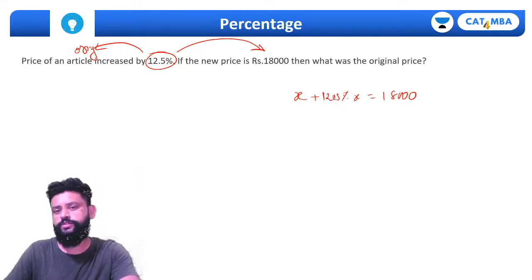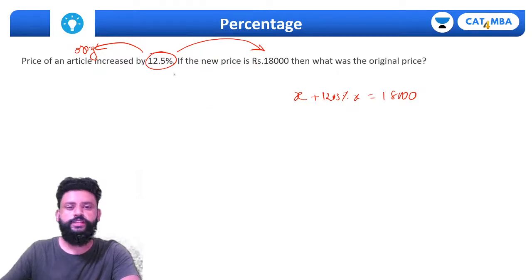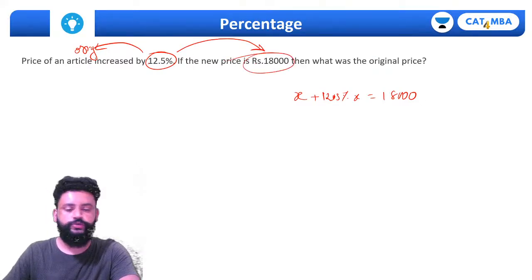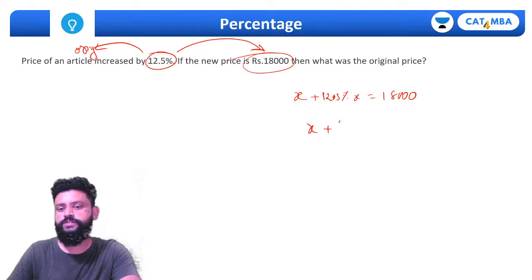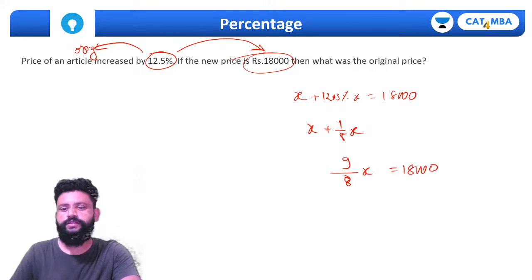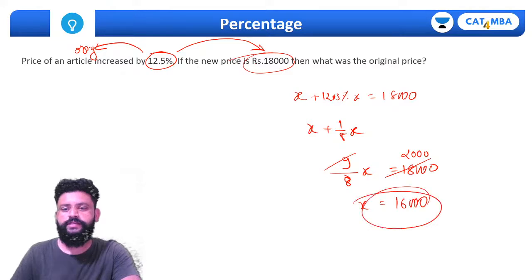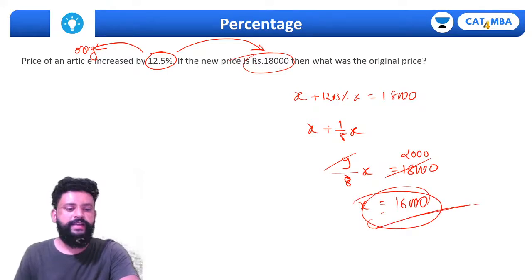Again a common mistake. No matter how much you practice, many students do this, you don't think. You just look at the values, do not read the question and just take 12.5% of this. So that's the wrong way to do. Understand one thing, x plus 1/8x, how much will it be? x plus 1/8x is 9/8x, which is 18,000, and 9 twos are 18. So x must be 16,000.